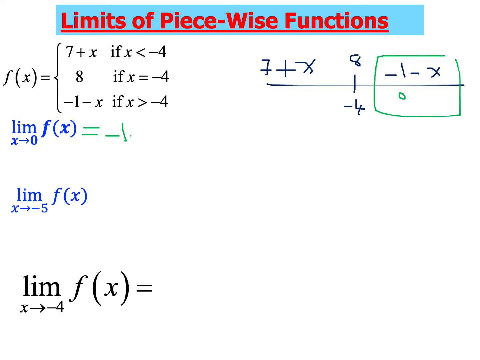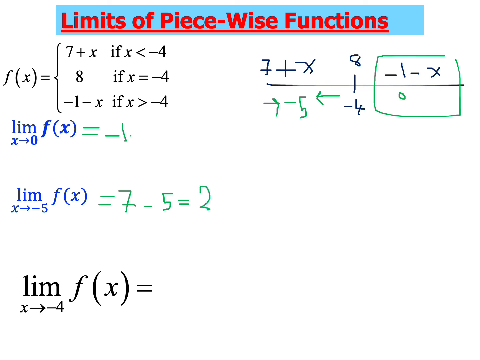So I replace 0 in the function and get -1 minus 0, so it is only -1. Now, if I want to find the limit when x goes to -5, we can see -5 is before -4. So from both sides, there is only one function, which is 7 plus x. So I replace and get 7 minus 5, which is 2. So the limit equals 2.